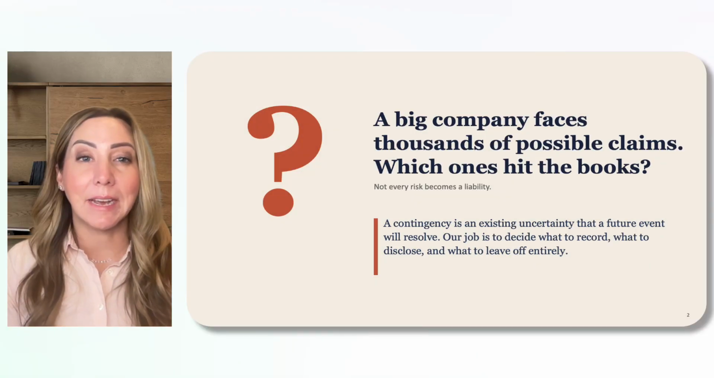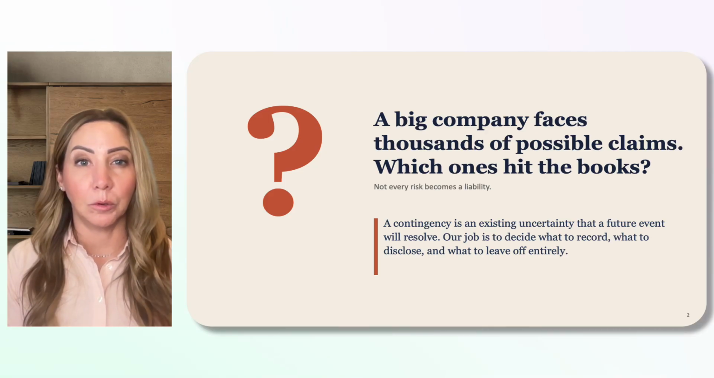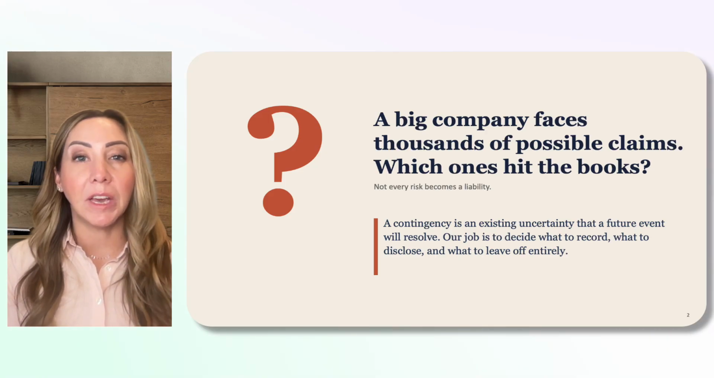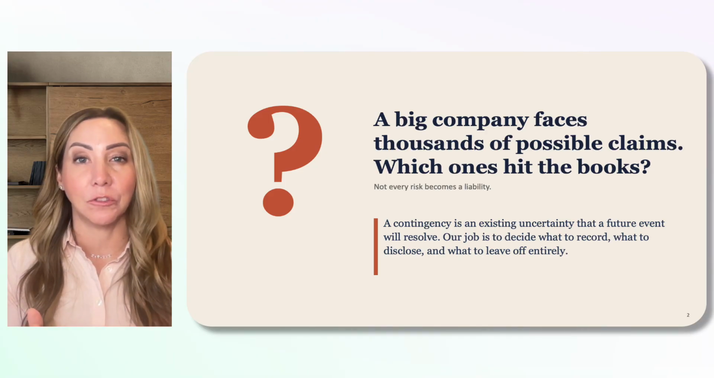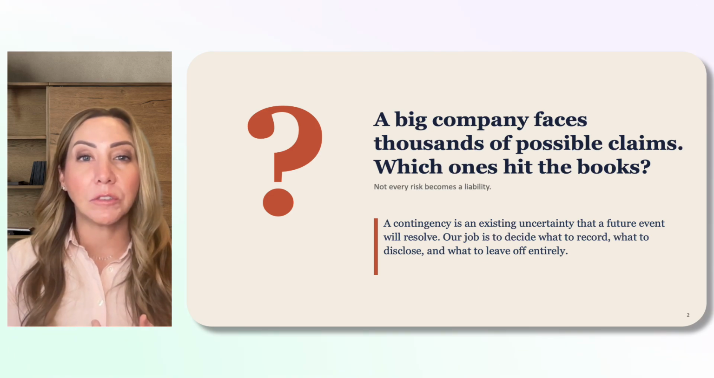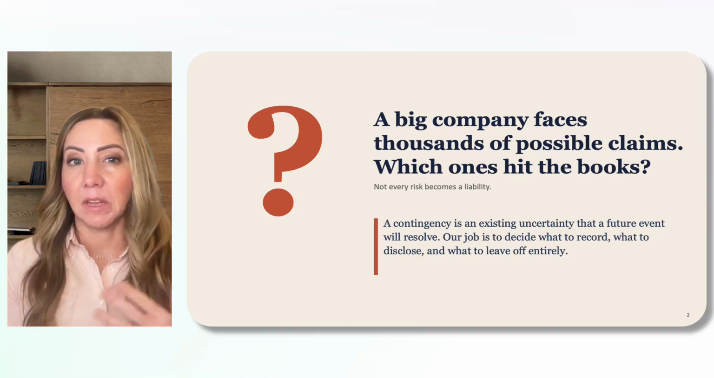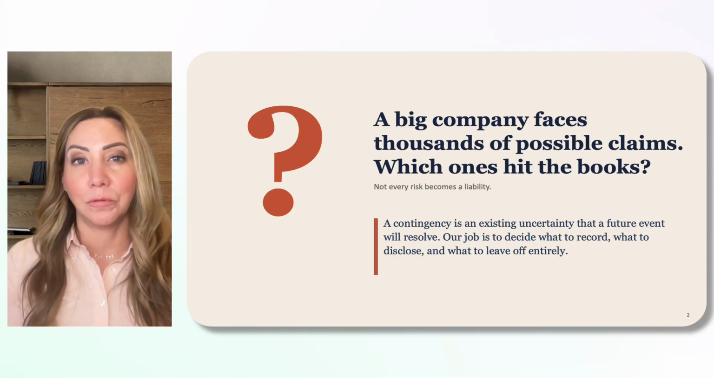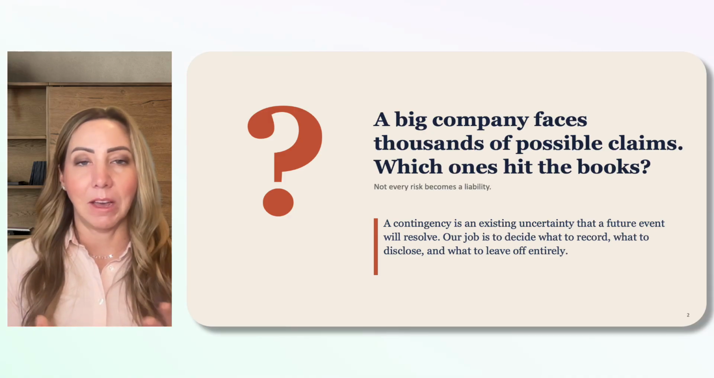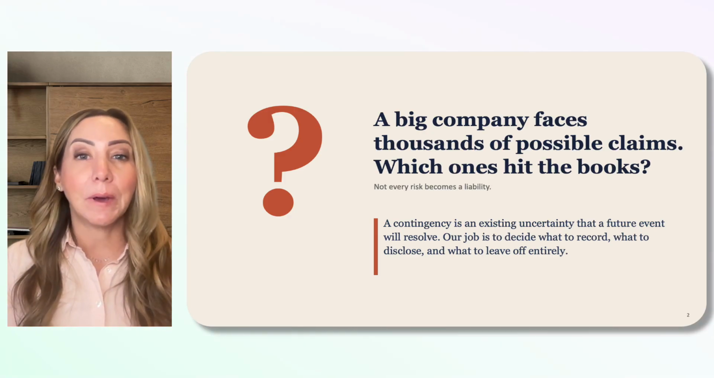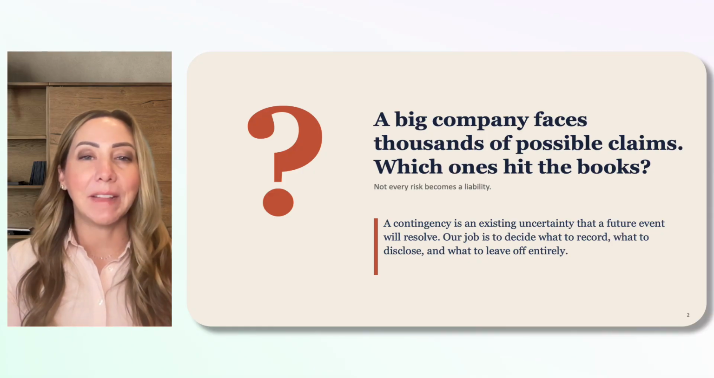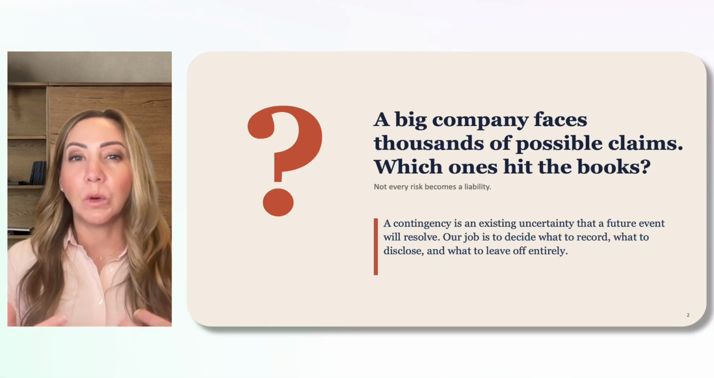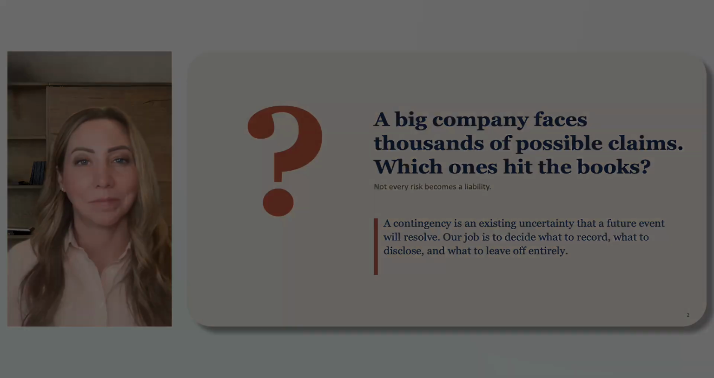To give us some context, let's think about a giant company like General Motors. At any given moment, GM might be exposed to thousands of potential claims: product liability lawsuits, environmental matters, warranty disputes, employment claims, and on and on. Should GM record a liability for every single possible future lawsuit? Of course not. That would be absurd and misleading. So how do we sort through all that clutter? How do we decide what to recognize as a liability, what to flag in the notes as something to watch, and what to simply ignore as inconsequential?